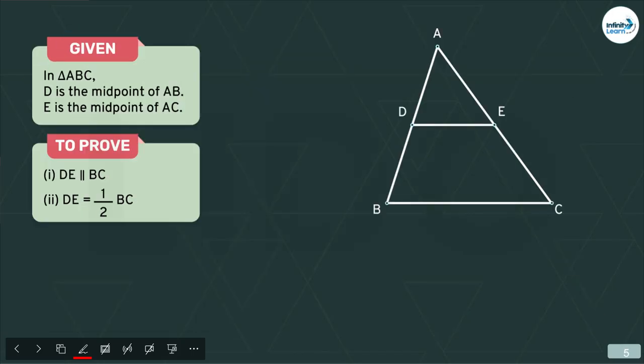The proof. So what is the given data? D and E are the midpoints of AB and AC. What we have to prove: to prove DE is parallel to BC and DE is half of BC. Now, if D is the midpoint of AB, AD will be equal to DB, and AE is equal to EC. Yes or no? Yes.